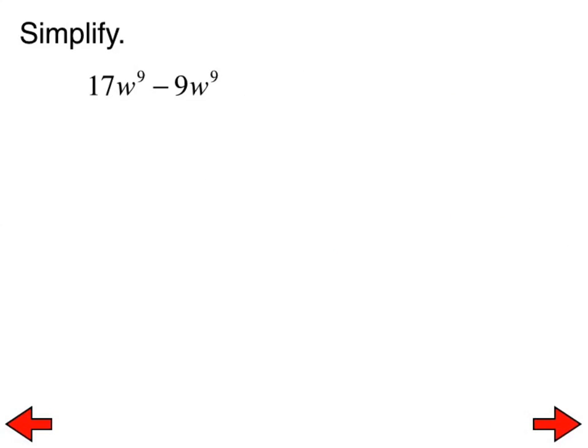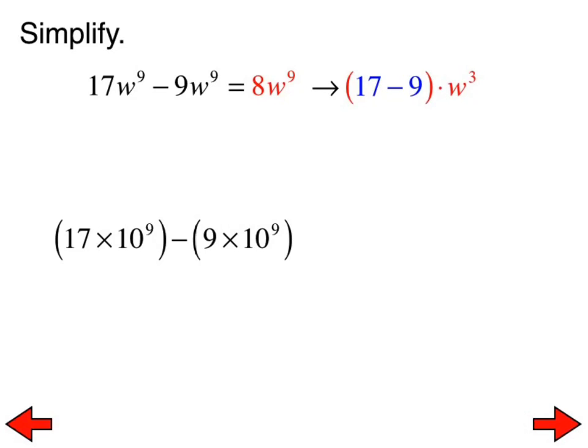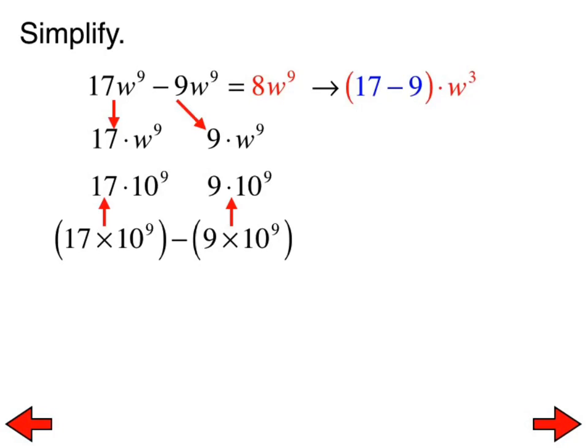So adding and subtracting work exactly the same way. It's more about combining like terms. If I had 17w to the ninth minus 9w to the ninth, that's 8w to the ninth, because we are combining like terms. Well, if I had 17 times 10 to the ninth minus 9 times 10 to the ninth, same idea. It's all about combining like terms. And when you combine like terms, you have to make sure that the base is the same and the exponents are the same. That's how combining like terms works.